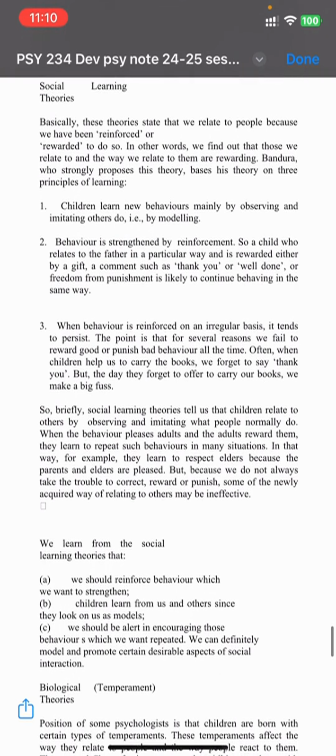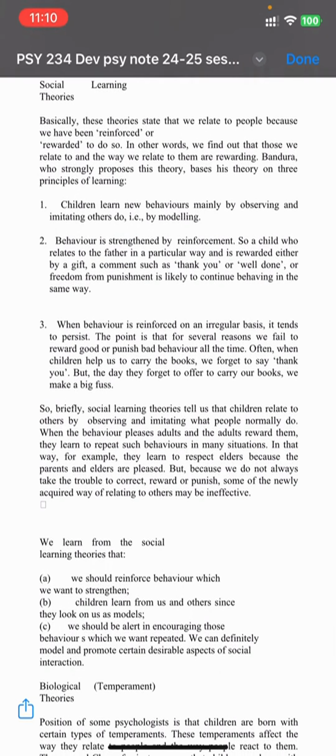Now, when behavior is reinforced on an irregular basis, it tends to persist. I think this is saying it tends not to persist. So if the dad called him a good boy once, the next day he didn't call him a good boy. For the next 3 days, didn't call him a good boy. After a while, the child will not do that action again, unless you force him. But the day they forget to offer to carry our books, we make a big fuss.